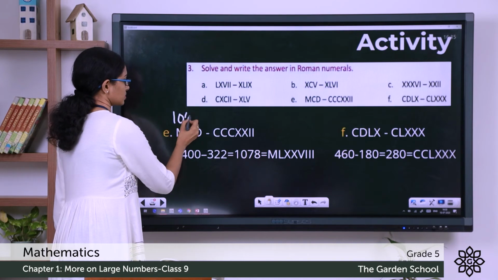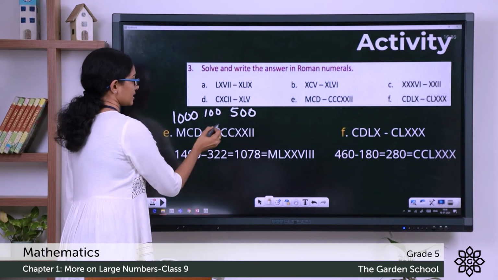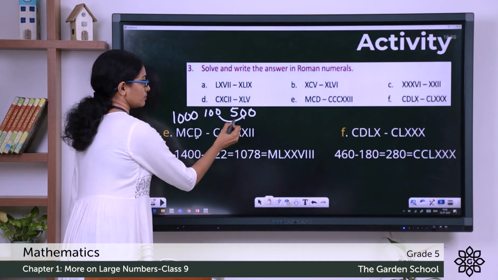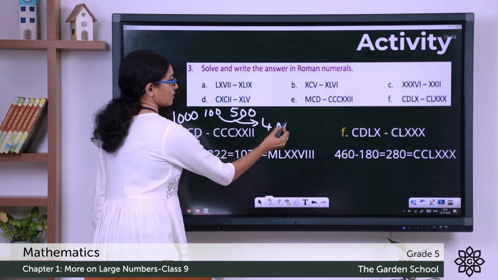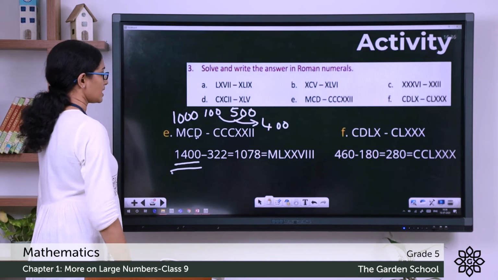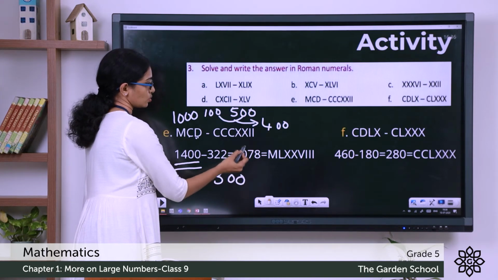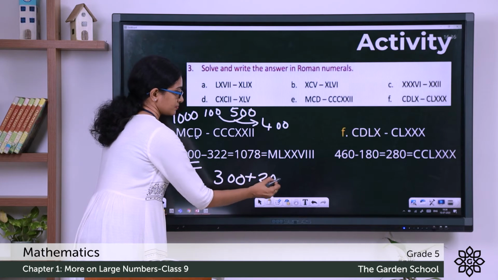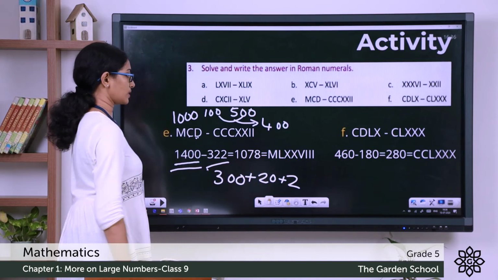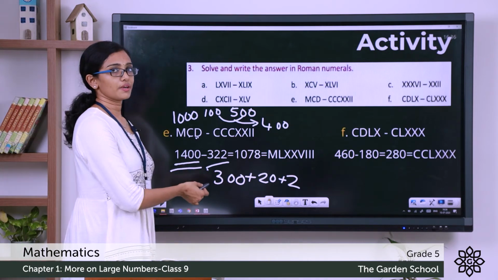M represents 1000. C represents 100 and D represents 500. Again, this is the greater numeral, a smaller numeral. So we subtract these two. So here the equivalent value will be 500 minus 100, 400. So this is 1000 plus 400, 1400. And here you have 3 C's which equals 300. Then 2X which equals 20. Then 2 I's which equal 2. So 300 plus 20 plus 2 is 322. Now let's subtract: 1400 minus 322 equals 1078.